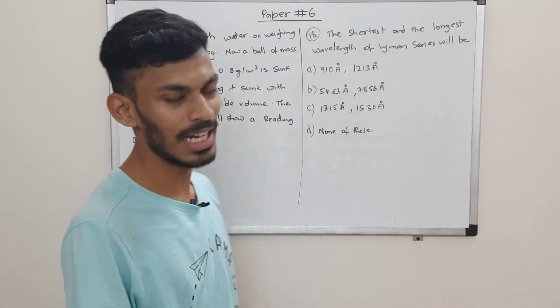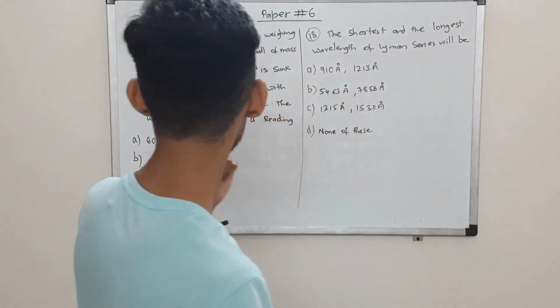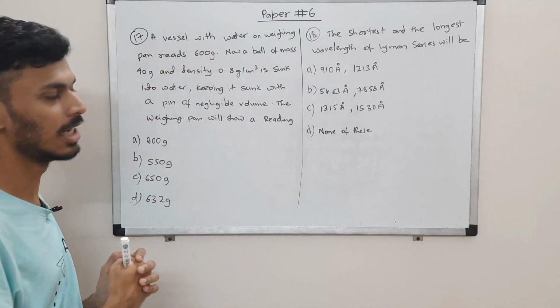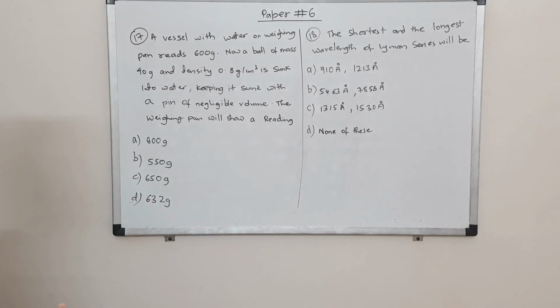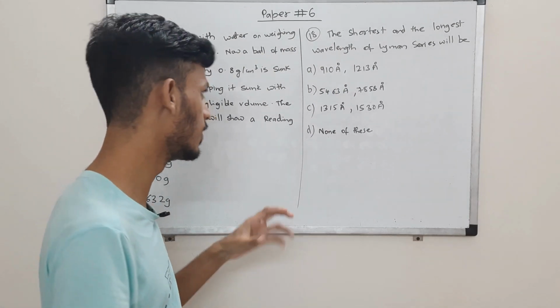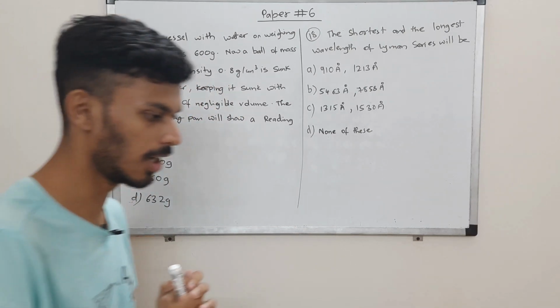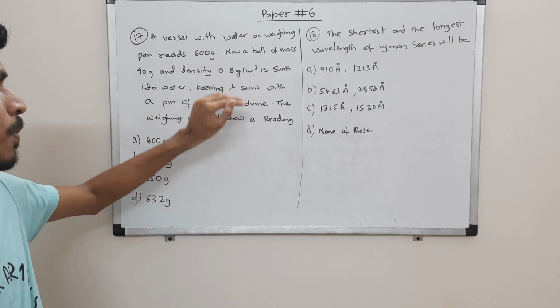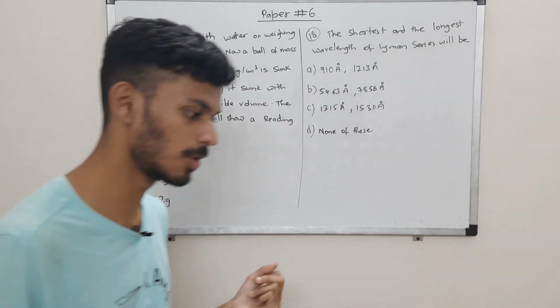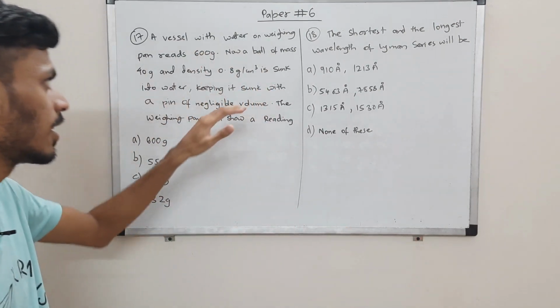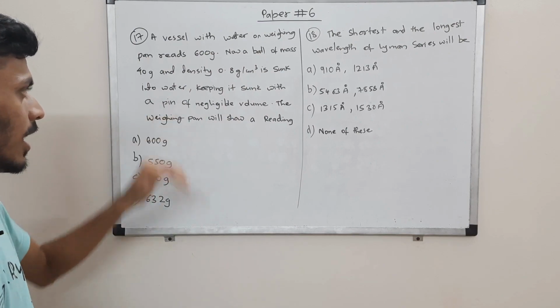Question 17 and 18 over here. In question 17, we have a vessel with water. It is weighing 600 grams on a weighing pan. Now we are going to immerse a ball with this density and mass 40 grams in this water. Of course the density of your ball is less than water, so it will try to float, but we'll keep it sunk by using a pin of negligible volume.